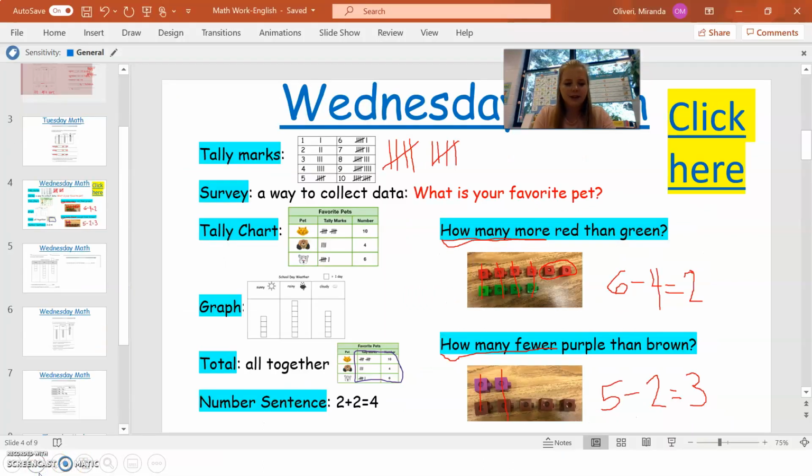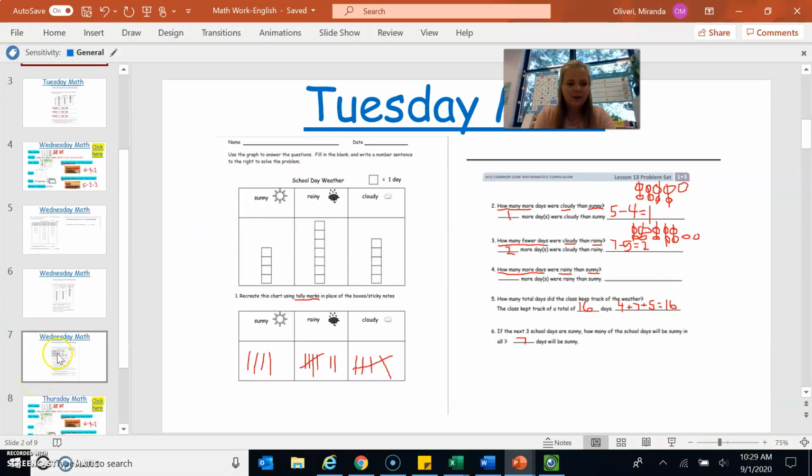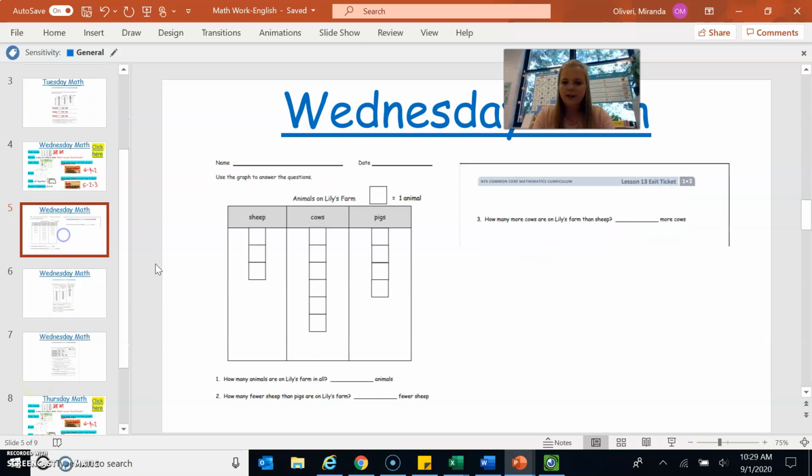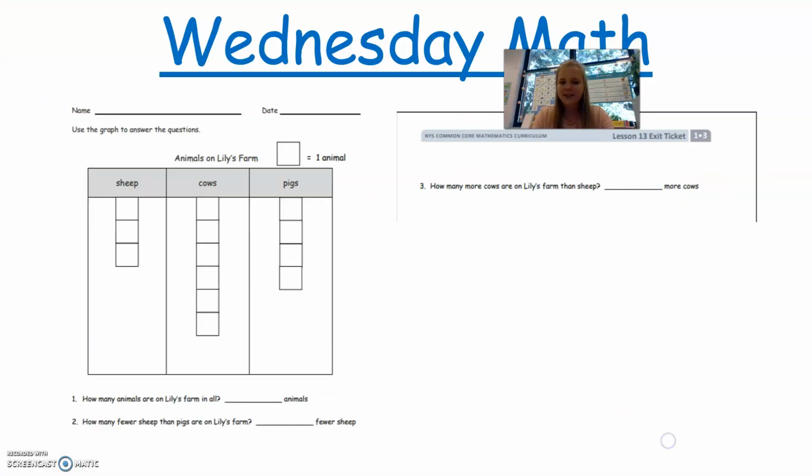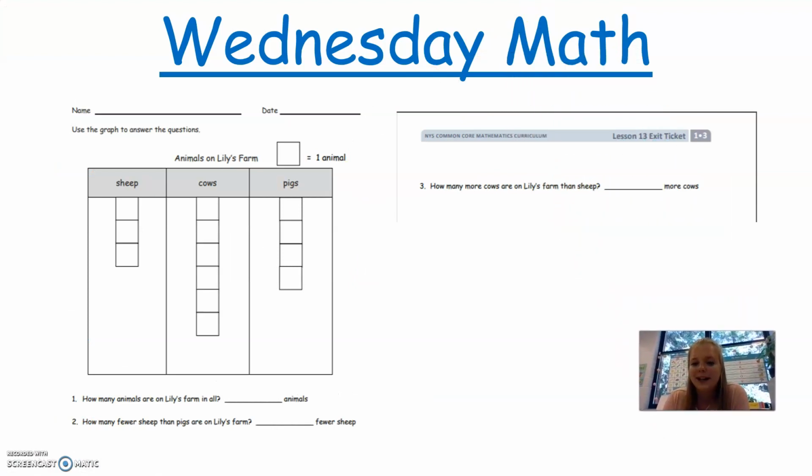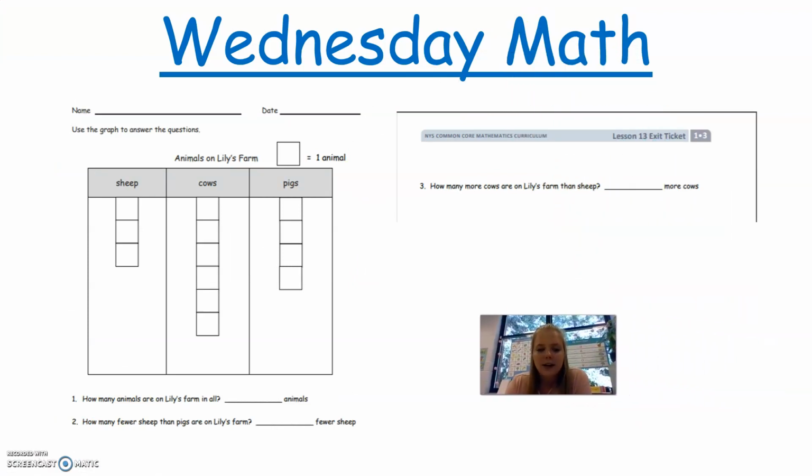Oh my goodness, this is not the right work. This is what we did yesterday. Let's go to today's. There we go. Alright, so you need to find this worksheet in your packet, okay? Alright, so let's start with this one together.